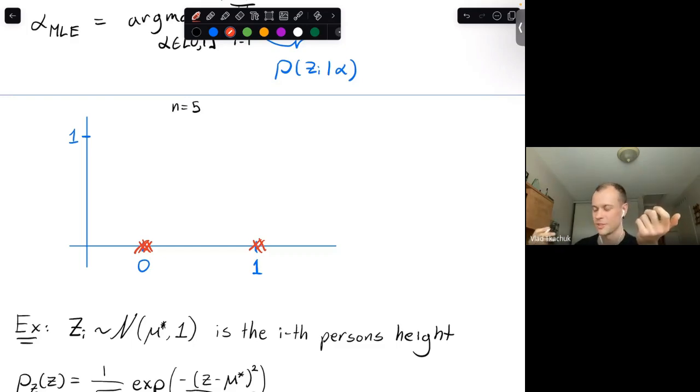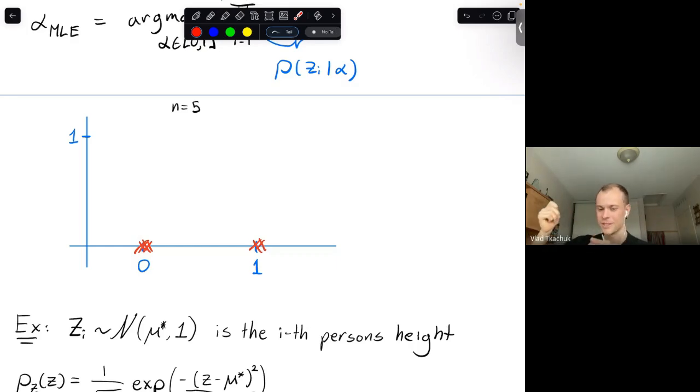So some options are, if the alpha was 1, then I would have definitely seen 5 heads. If alpha is 1, that means 100% of the time you get heads. So really intuitively, it's obviously not 1. Alpha is definitely also not 0, because if it was 0, then with 100% probability, I always see tails. Okay, so it's somewhere in the middle.